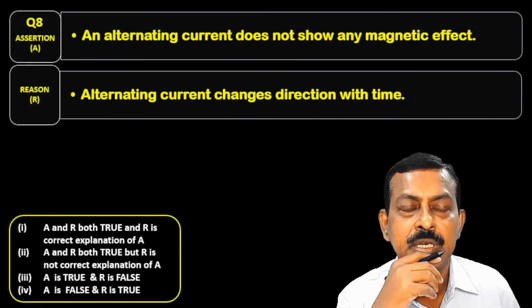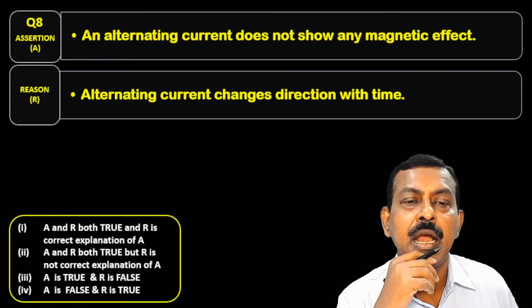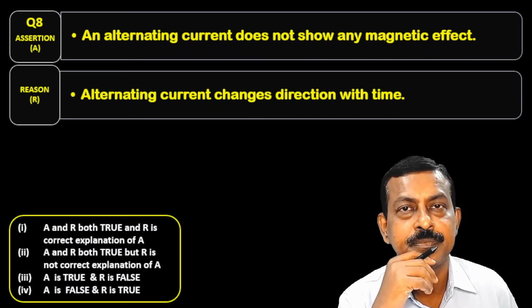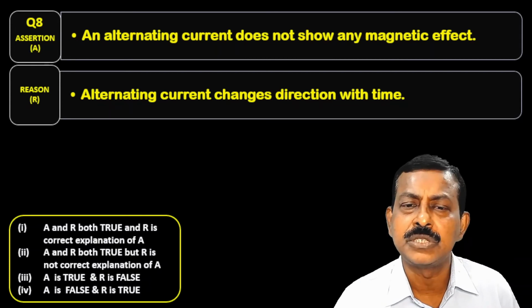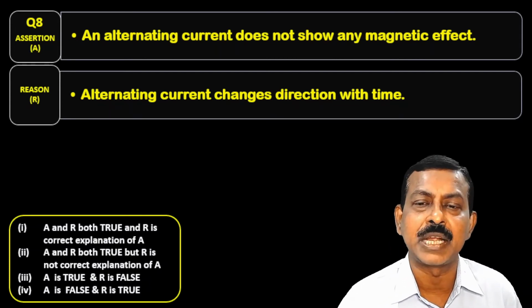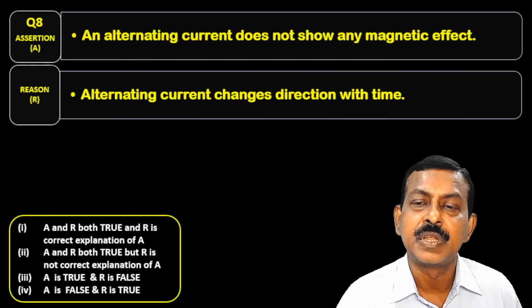Let's take the next question. An alternating current does not show any magnetic effect. Now this is not correct. Even alternating current also produces a magnetic effect there. So in that case, this is false.